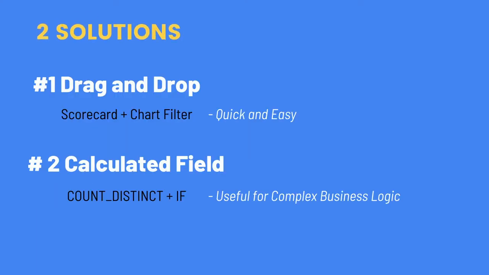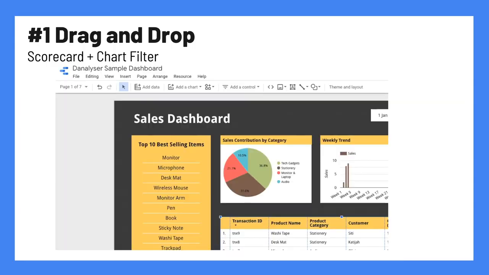One is by using a scorecard, and then we create a filter to filter out to only stationary. The second method is to use the calculated field, which is my solution in this tutorial. However, I'll just quickly show you what are the steps if you were to do it using the first method.